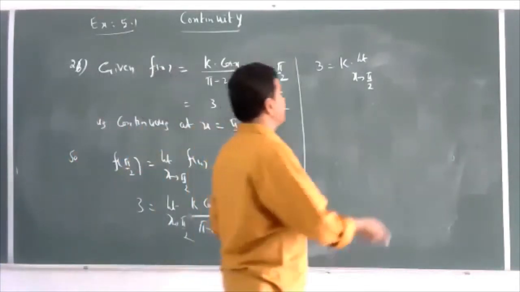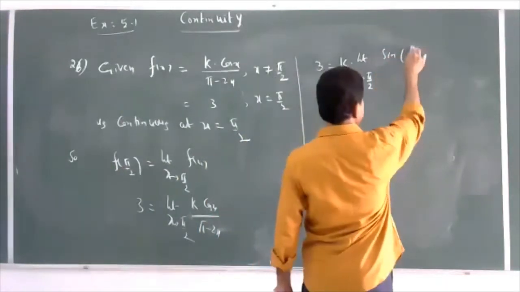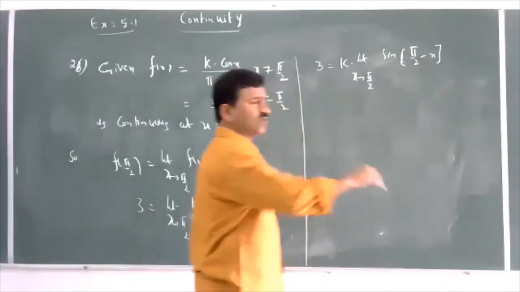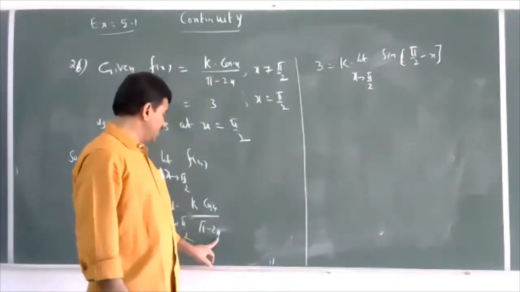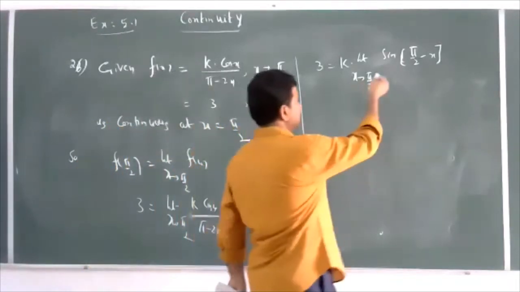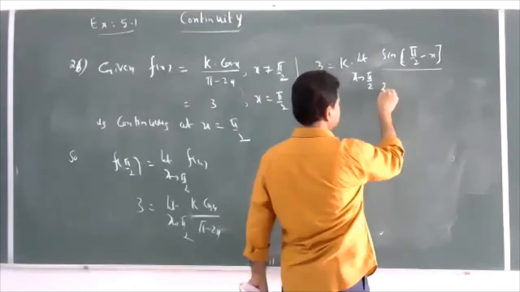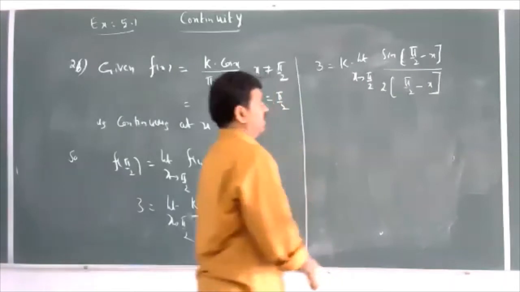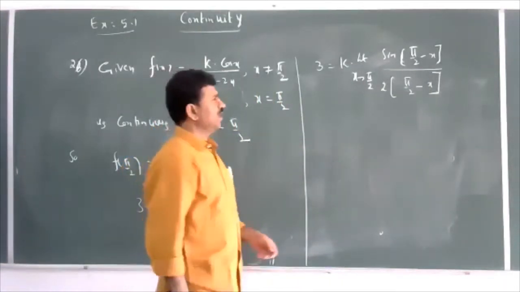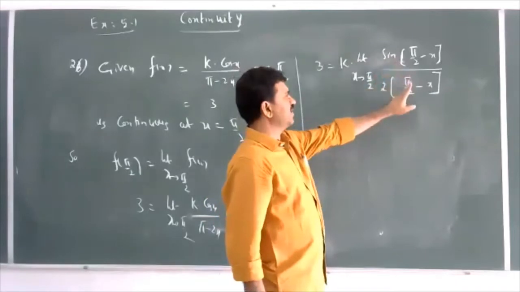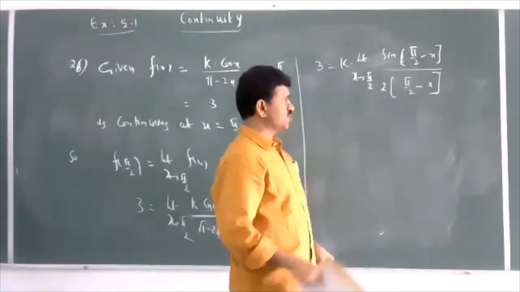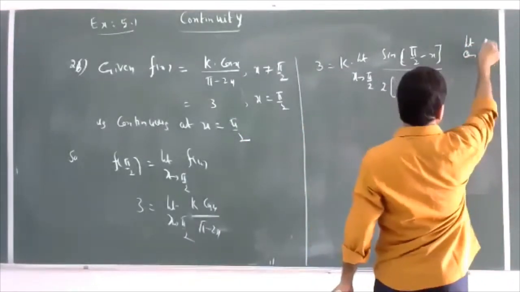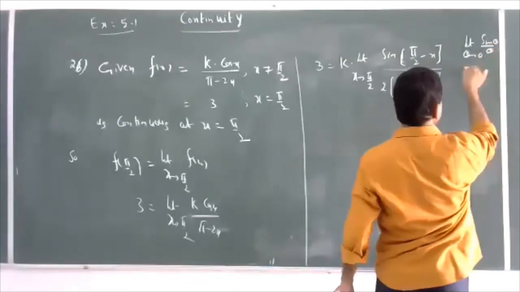Converting cos x to a sine function: sine of pi by 2 minus x. Inside the sine function, pi by 2 minus x is there. So in the denominator, taking 2 common, we'll get the same form, pi by 2 minus x. Now see this one: limit theta tends to 0, sine theta by theta. To apply this standard limit, the limit as theta tends to 0 of sine theta by theta is equal to 1.